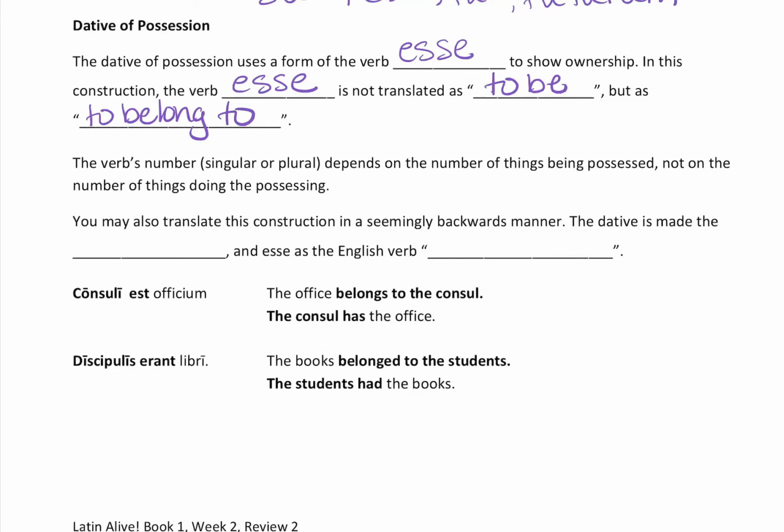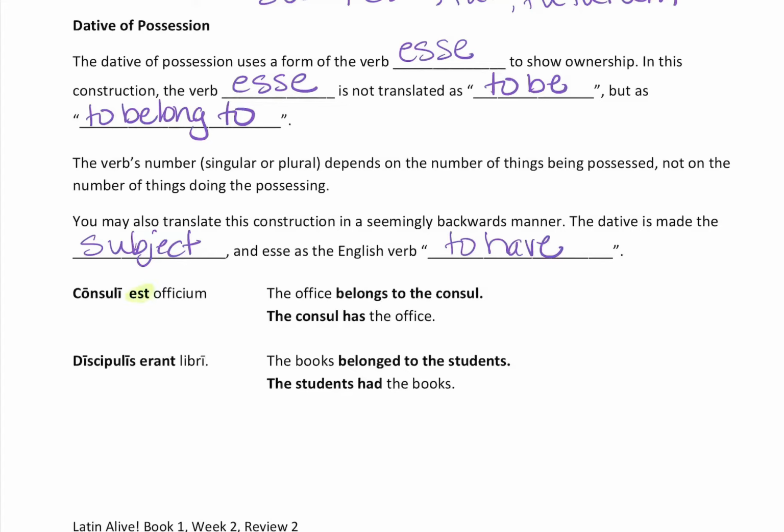And when you do a label and an ending, you may also translate this construction in a seemingly backwards manner. The dative is made the subject, and esse as the English verb to have. So let's take a look at that.